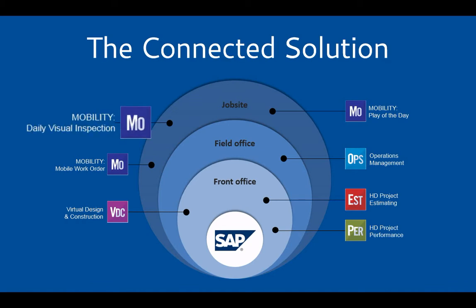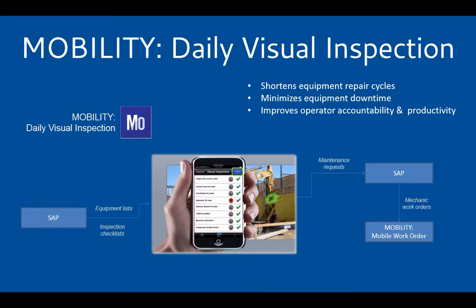Daily visual inspection is a field solution enabled on mobile devices for operators to inspect equipment before it gets utilized in the field. The solution provides a fast, automated way for operators to complete standardized checklists for different types of equipment. When a problem is identified, the operator can describe the issue and even include a photo in the inspection log that gets sent back to the office. That way, a mechanic can be assigned to the issue immediately, minimizing equipment downtime.